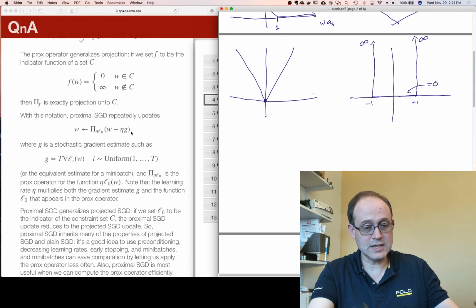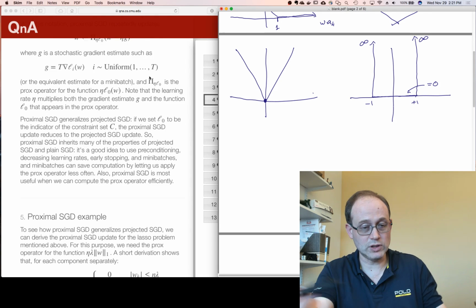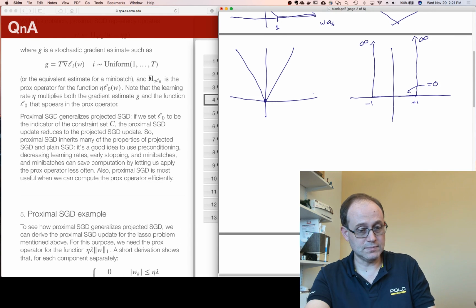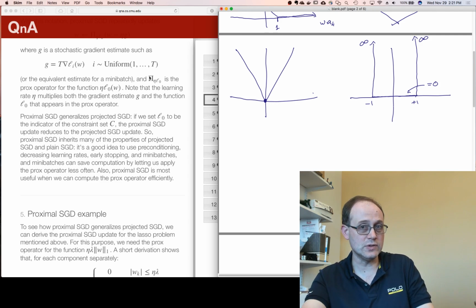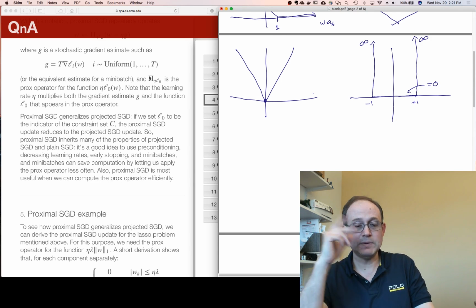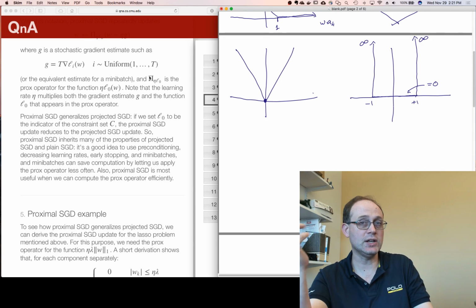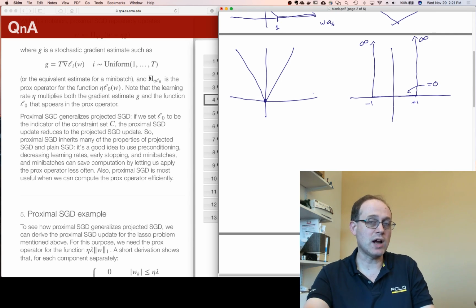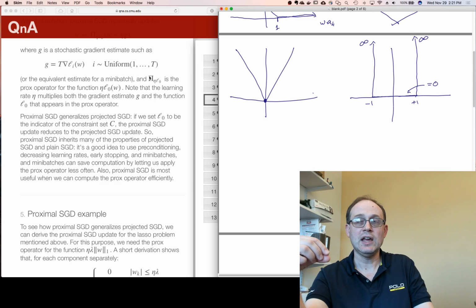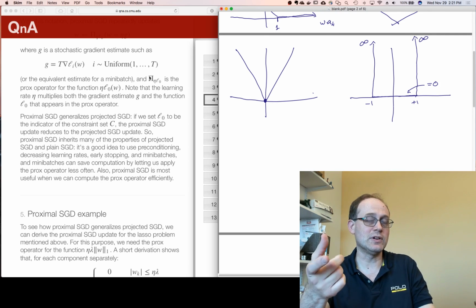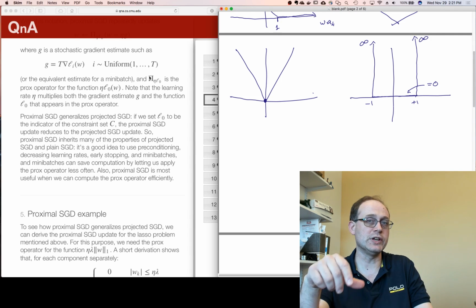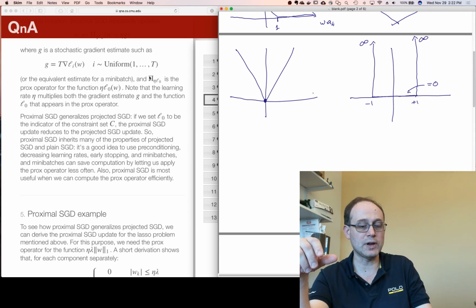Okay, so you can see that prox SGD generalizes ordinary SGD. And so, again, it inherits a lot of the properties. It's a good idea to use preconditioning, mini batches, all of that sort of stuff. In particular, mini batches can save a lot of computation because we're doing the prox operator once after every iteration. And so we would like to, A, have a very efficient prox operator if we can, and B, do a whole bunch of gradients per iteration so that we can spend more of our time computing gradients and less computing the prox operator.